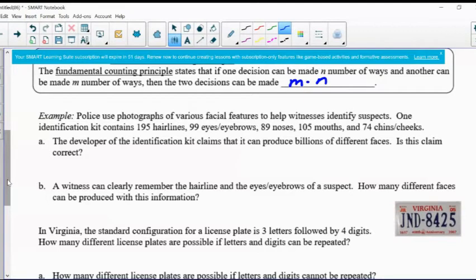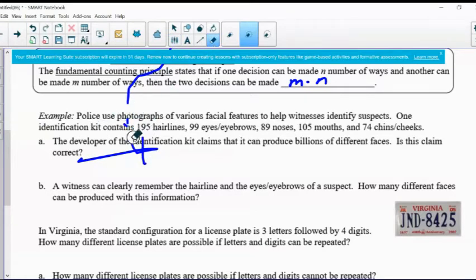Now this one, I'm going to let you do all the math, because I don't have a calculator big enough here at the house. Police use photographs of various facial features to help witnesses identify subjects. You can read the rest: different hairlines, eyebrows, noses, mouths, and chins. Is the claim correct that there are a billion different faces? Well, we just run right through.